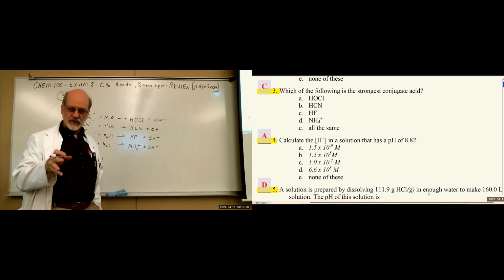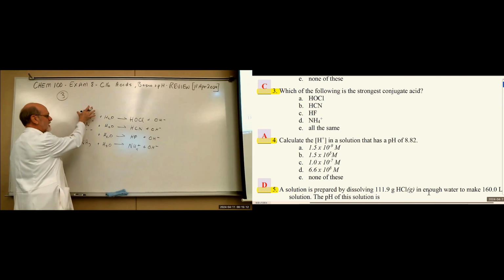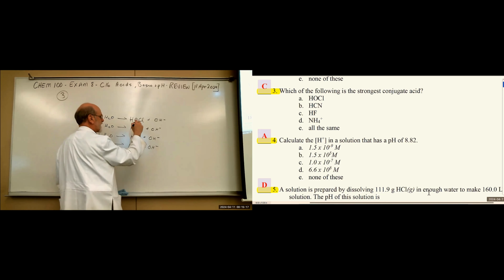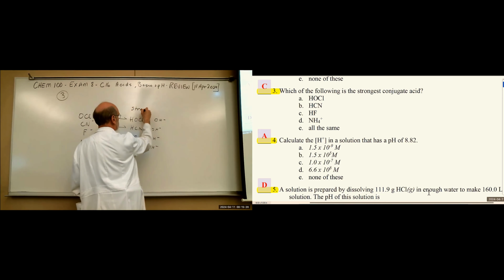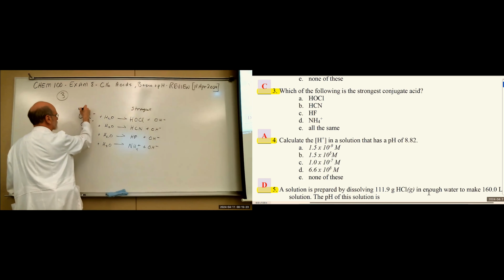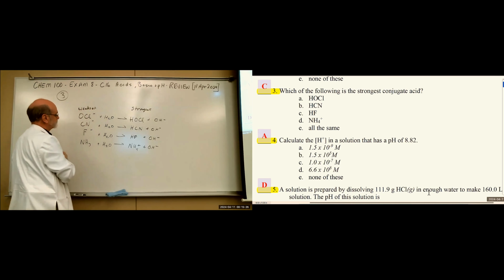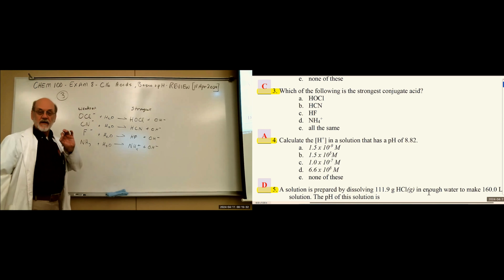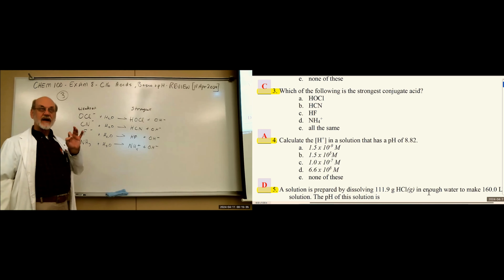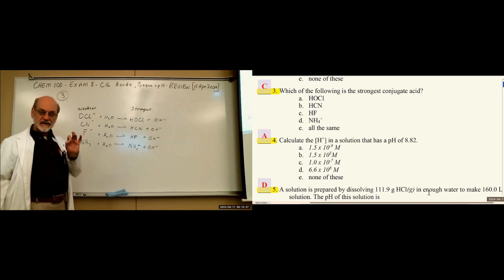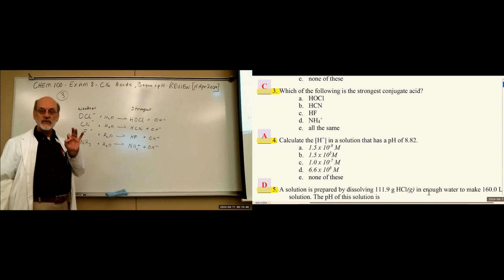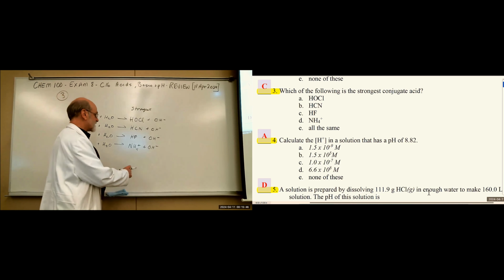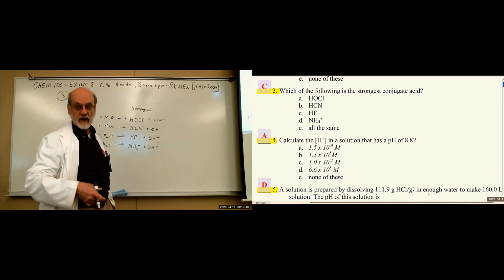We can look at it two different ways. If we know something about the strength of these, we can say something about these, right? If we want the strongest acid, we need the weakest base. Okay? Which one of these is the weakest base? Well, the weakest base is the one that is least likely to accept a proton. Strongest acid is the one that is least likely to give up a proton.